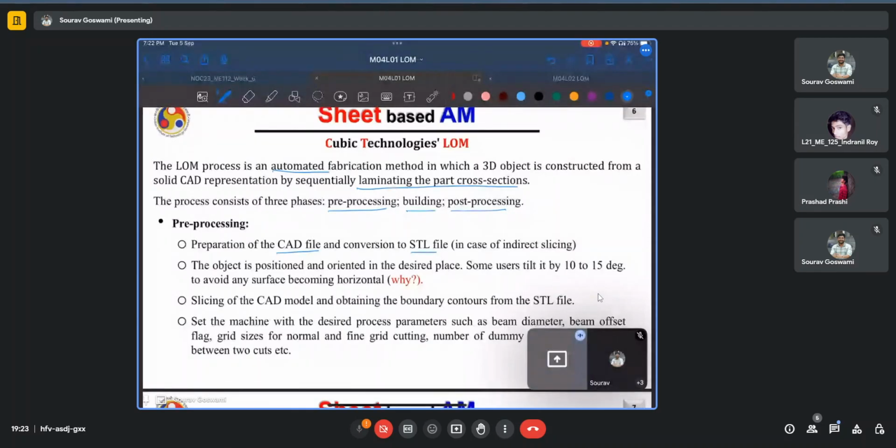So it is often preferable to avoid or minimize them. Of course, we cannot always avoid them, but what we can do is minimize the number of horizontal surfaces in this process.